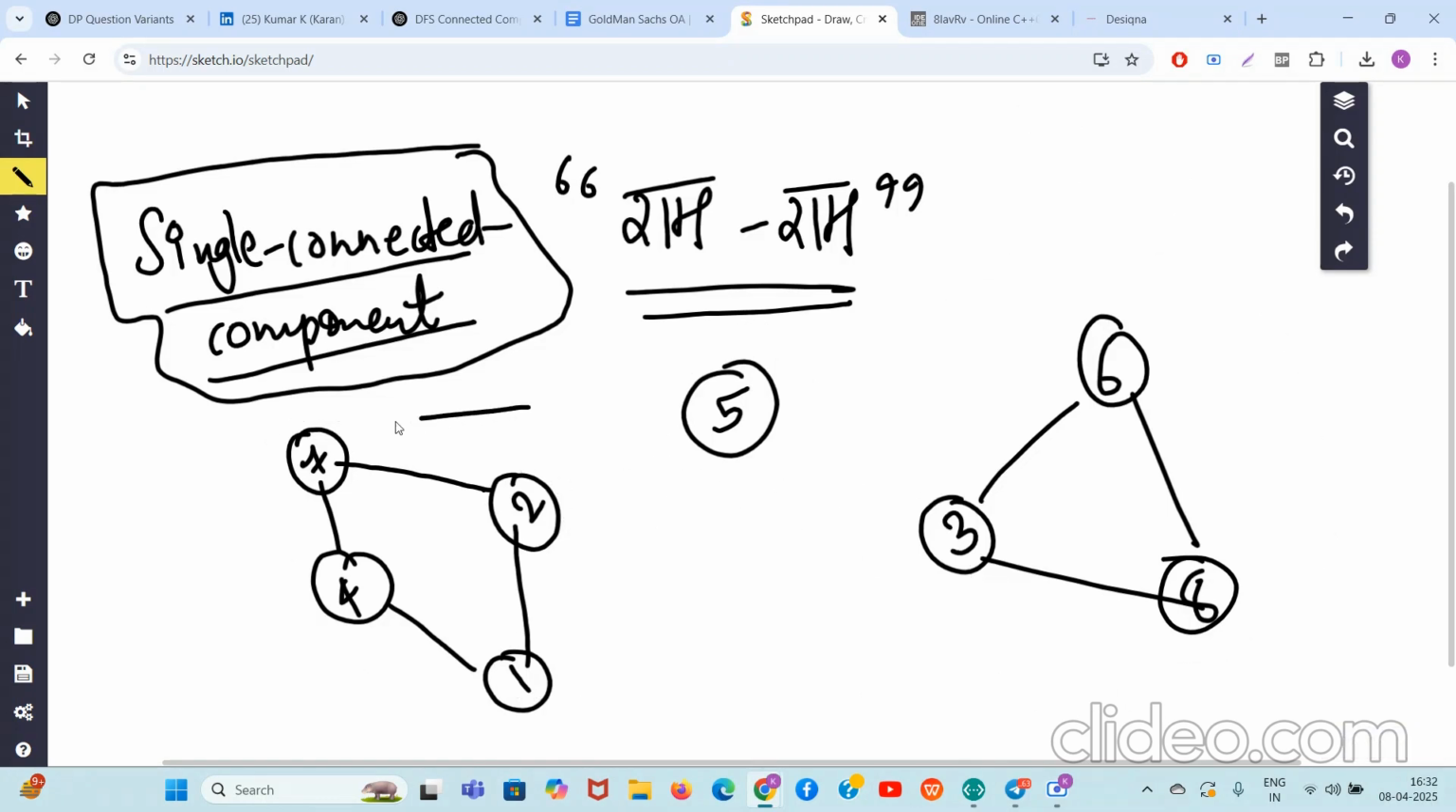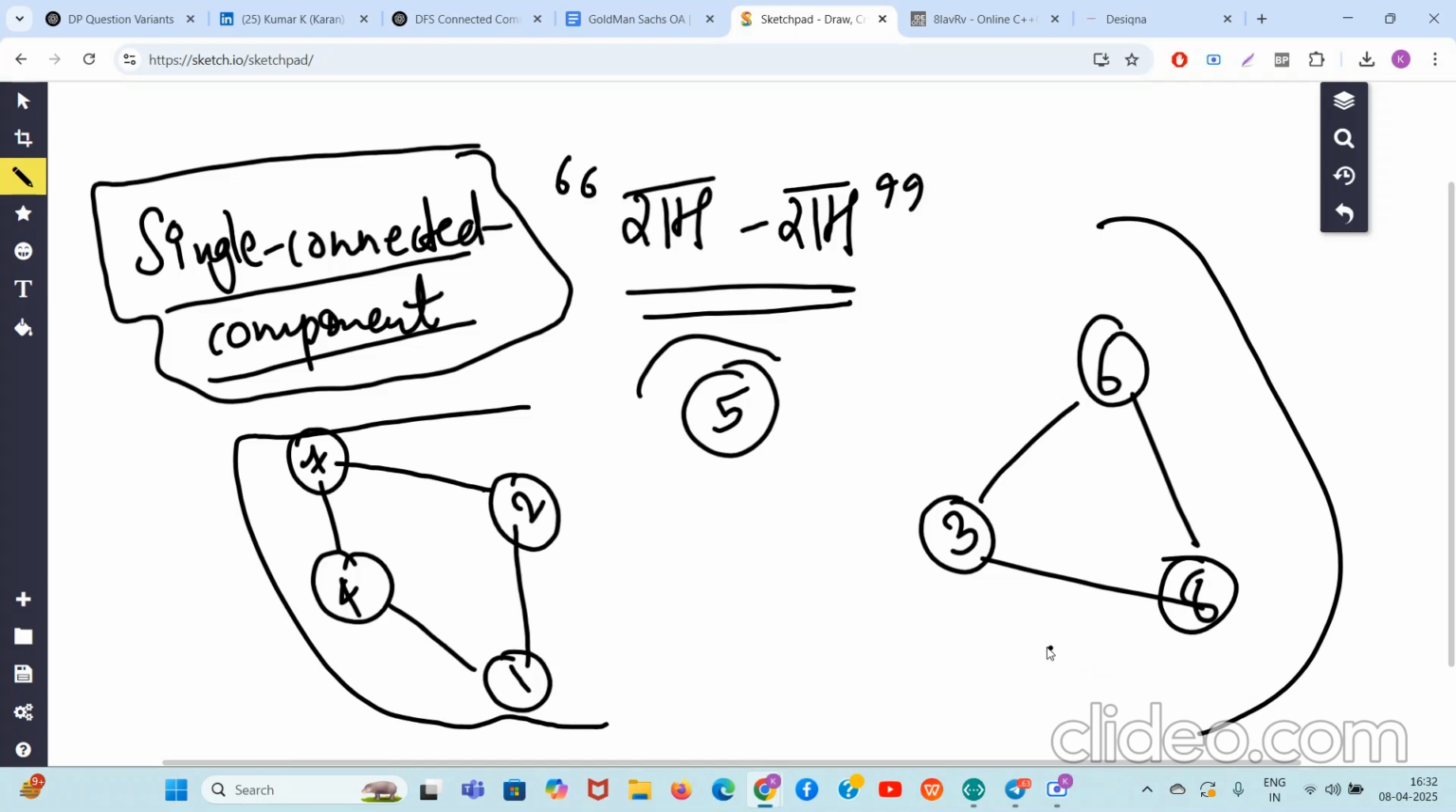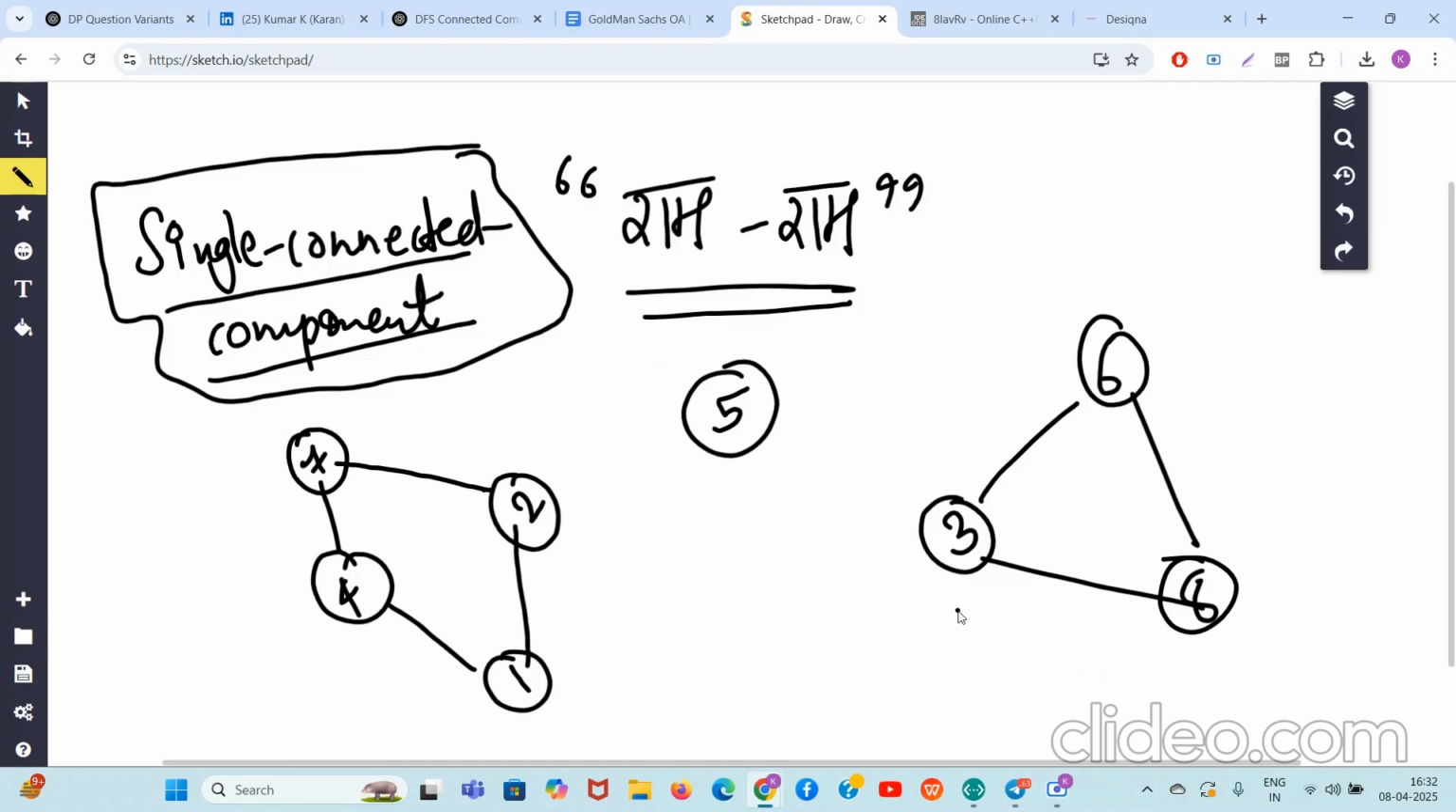This is component number 1, right? This is the second component, right? This is the third component, right? So three components you can join by two edges.